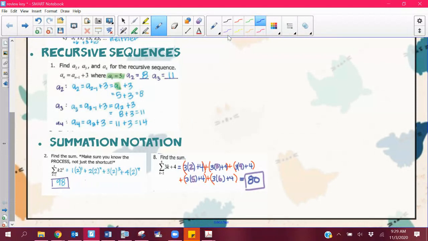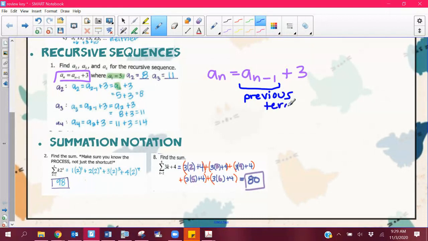Recursive sequences, I know this was pretty confusing for a lot of people because it's a new notation and looking at it can be kind of tricky. Really, when you see something like this, I'm going to pull it over here so we can actually see it. This sequence is just saying whatever term in the sequence, I'm going to take the term previous to it and add 3. That's it. That's all it's saying here. So this right here just means the previous term. A sub n minus 1 is just the previous term.